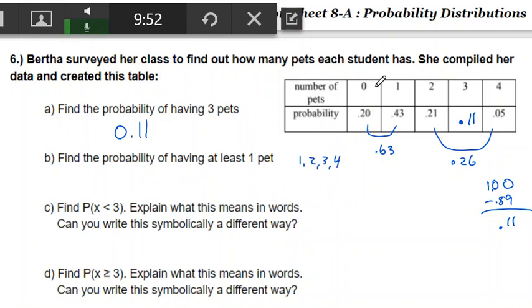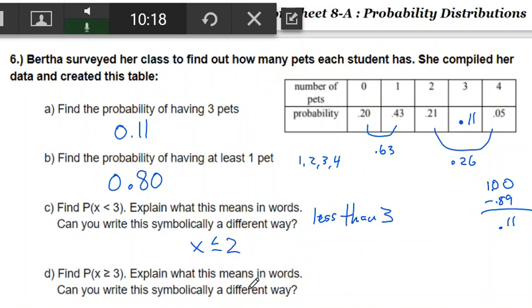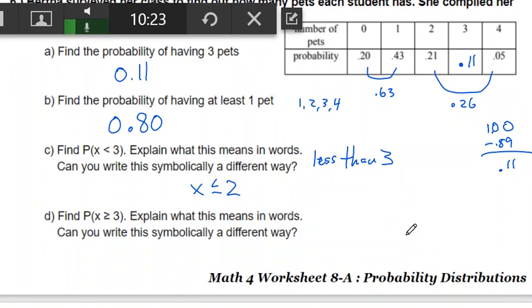Well, honestly, you have a 20% chance of having 0 pets, and all the rest of these should add up to the other 80%. Now, less than 3. You'd write this symbolically in a different way. Yes, we could: less than or equal to 2. And that's the trick, is that less than 3 would basically back you down to 2, and anything below that.